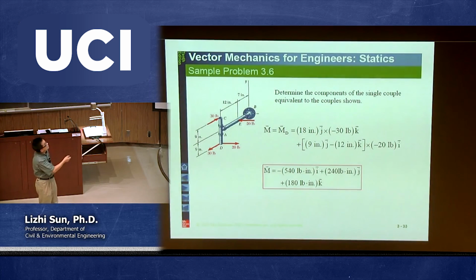Of course, I just randomly picked point B. You say, okay, I don't like point B, I want to pick point A. Is that the same? And the answer is the same. The moment, after you calculate it, is independent of any point you choose. So that's why you can move the moment around.